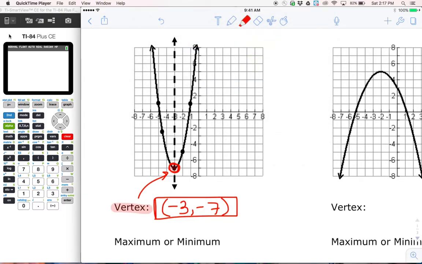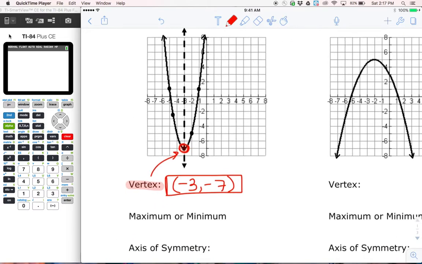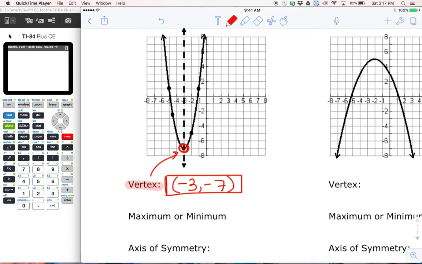Let's go ahead now and talk about whether it's a maximum or a minimum. Sometimes this can be confusing for kids, so I want you to make sure you're listening. On this graph there is a lowest point. There's not a highest point. You see these arrows going up and up forever, so there's no highest point. But there is a lowest point, and that means this graph has a minimum. Because we have a lowest point in this graph, we have a minimum.